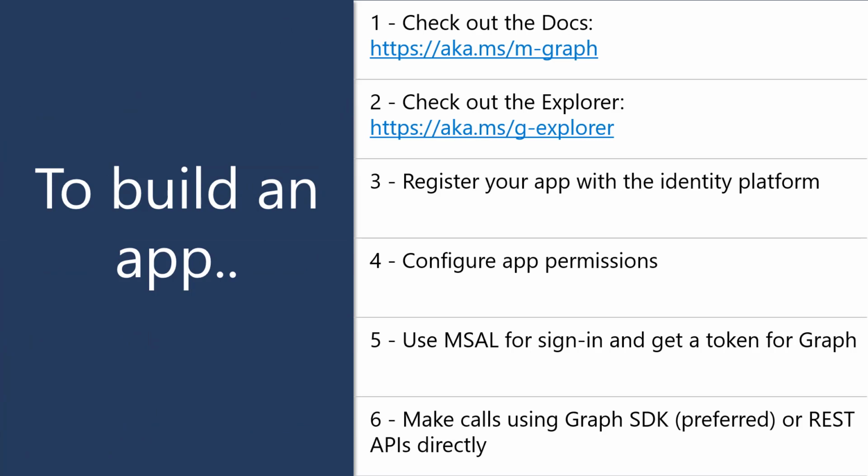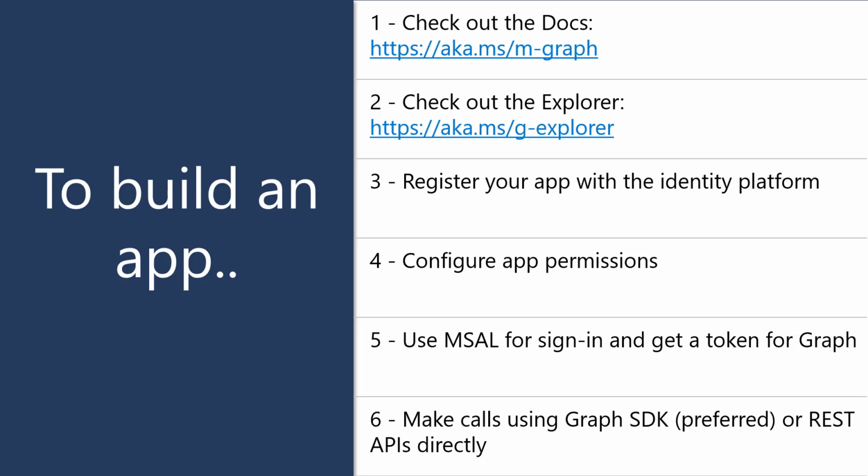First of all, to build an app using Graph and consuming Graph, there are some steps we recommend you follow. First, you can check out the official documentation of Graph. You can go to aka.ms/m-graph. Then I highly recommend you go through the Graph Explorer, which is a great open source tool for you to use and learn about Graph a little bit more.